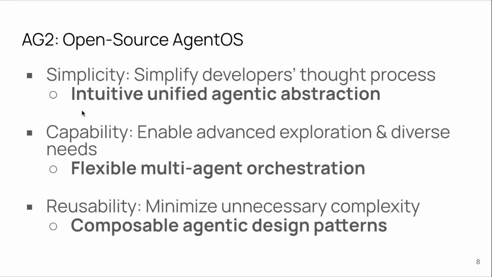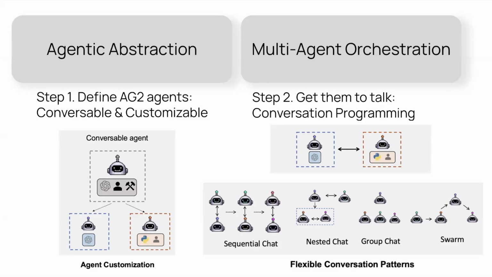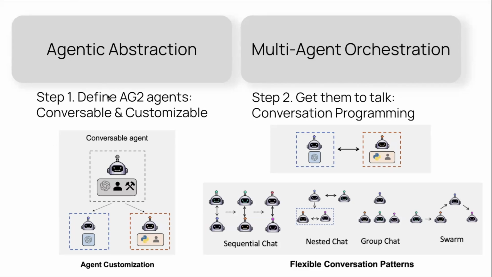AG2 is an example of such an open source agent OS that follows these goals. It has multiple important design decisions to make that possible. It has a very intuitive, unified agentic abstraction, allows very flexible multi-agent orchestration, and allows composable agentic design patterns. These different concepts can be explained in a very simple way in a single slide. Here are the most essential key concepts.